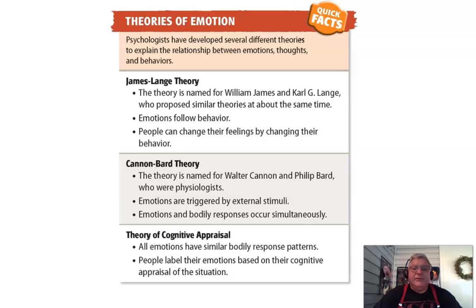The Cannon-Bard theory is named for Walter Cannon and Philip Bard, who were psychologists. The emotions are triggered by external stimuli, and emotions and bodily responses occur simultaneously. In the theory of cognitive appraisal, all emotions have similar bodily response patterns, and people label their emotions based on their cognitive appraisal of the situation.